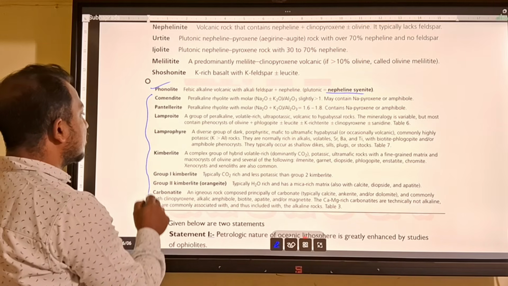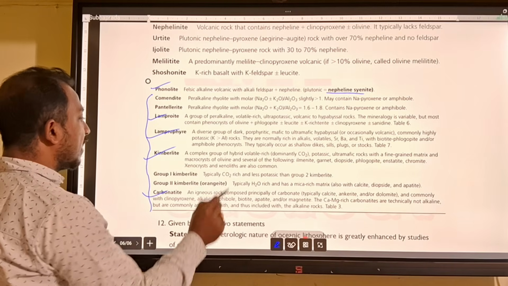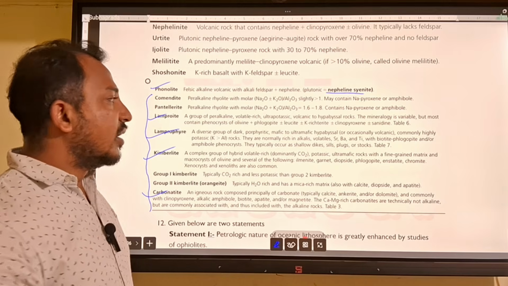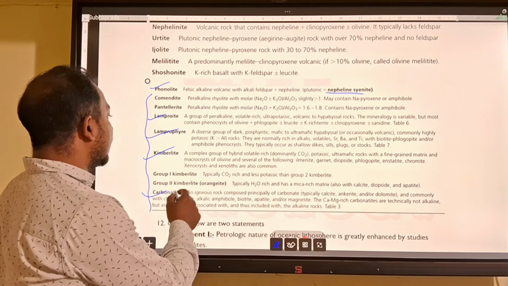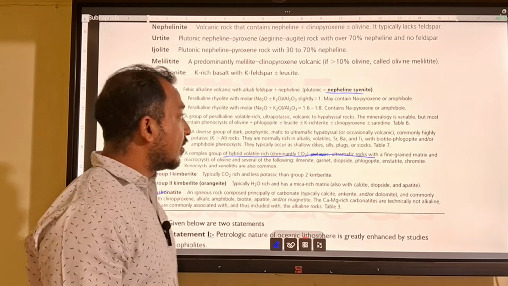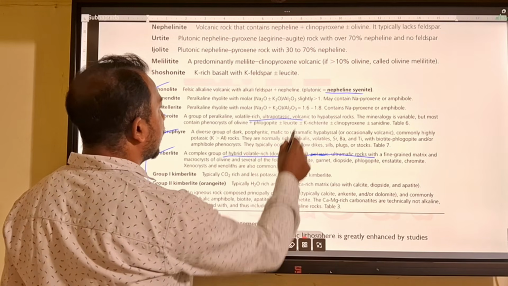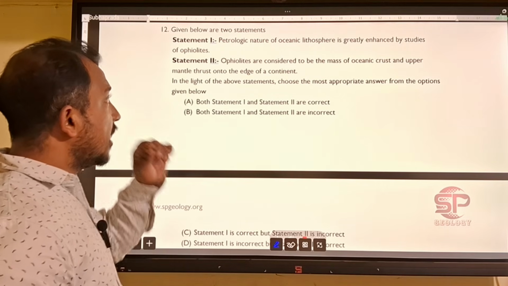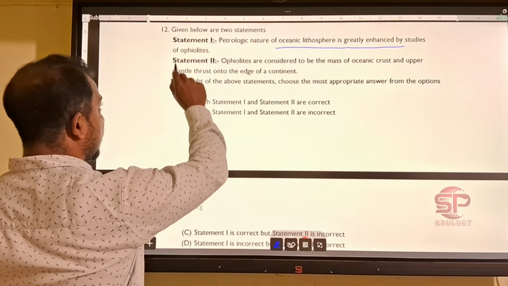Then these are some alkali rocks also. Among these, lamproite, lamprophyre, kimberlite, and carbonatite are very important. Carbonatite is a rock which contains more than 50% of carbonate mineral, like calcite, ankerite, those are all carbonate minerals. Then kimberlite, it is a volatile rich potassic ultramafic rock. Then lamprophyre and lamproite, well, you can say ultra potassic rock.